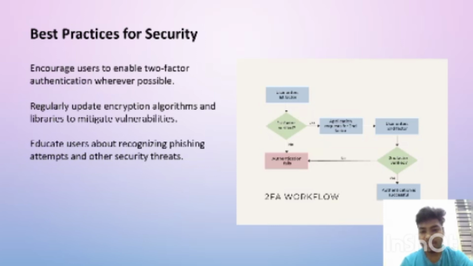Now we shall discuss the flowchart. The user enters the first factor. The first factor is verified and the application requests the second factor. The user enters the second factor. If yes, the authentication is successful; if no, authentication fails. Educate users about recognizing phishing attempts and other security threats.